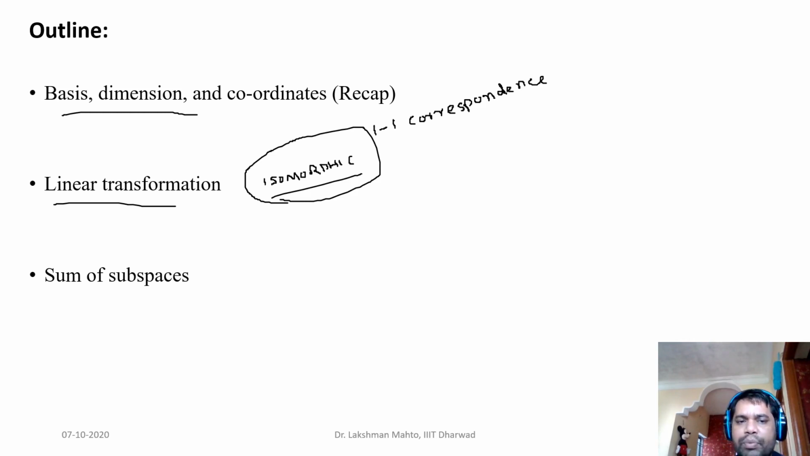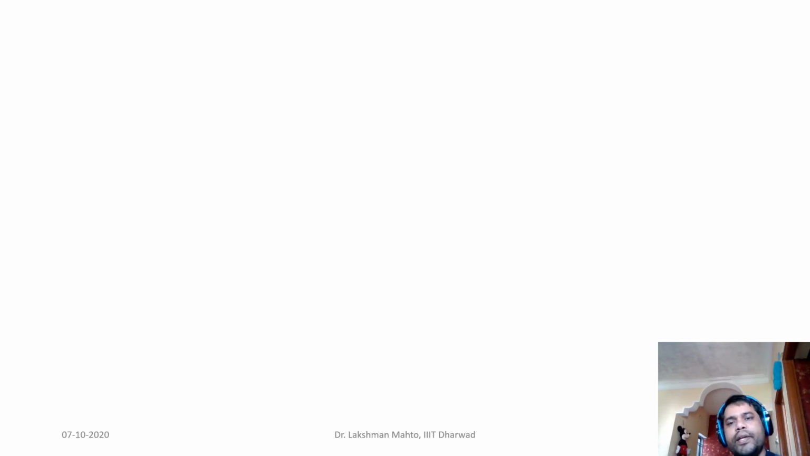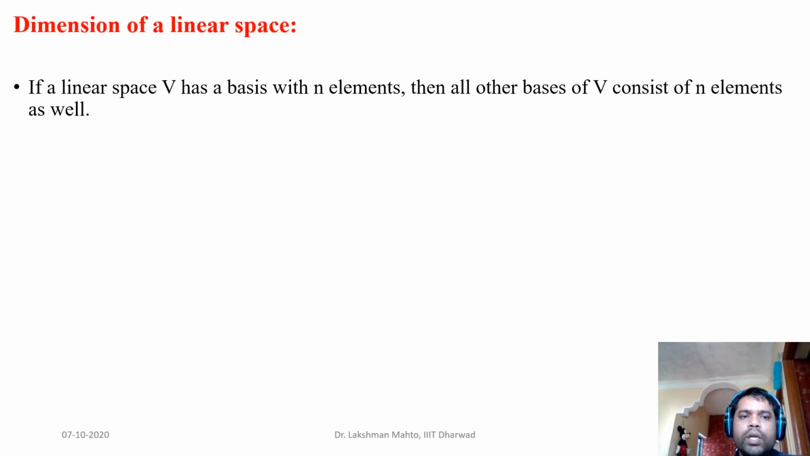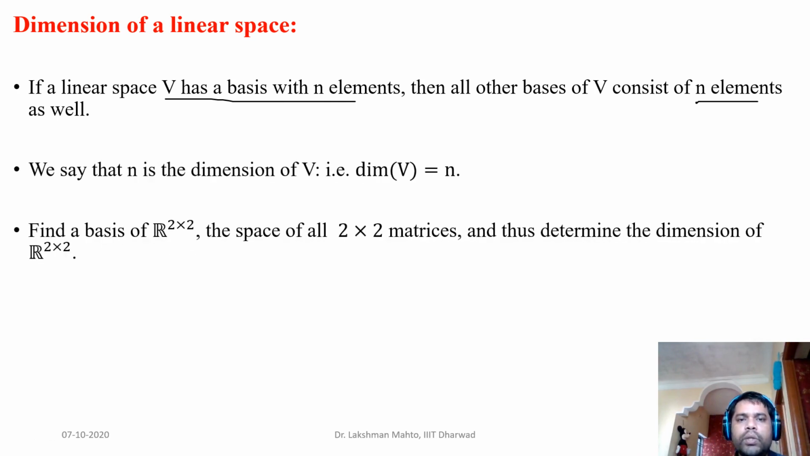Coming to the recap of basis, dimension and coordinate of a linear space, I will take more examples. If V has a basis with n elements, then all other bases of V will also contain exactly n elements. Due to the invariance of the number of elements in every basis of a vector space, we call that invariant number n the dimension of the corresponding linear space.